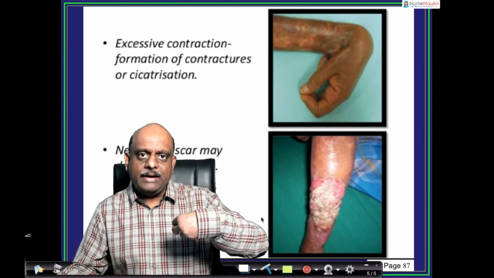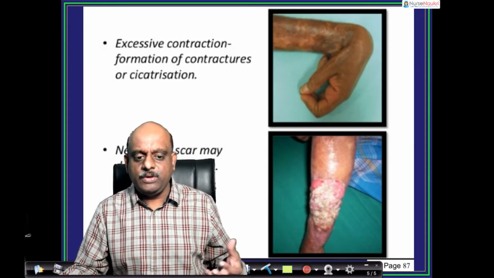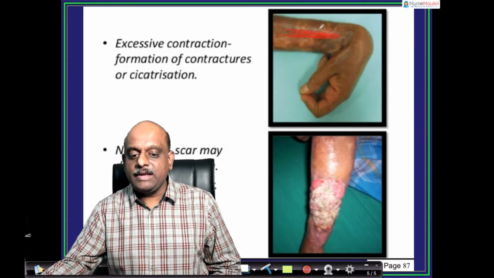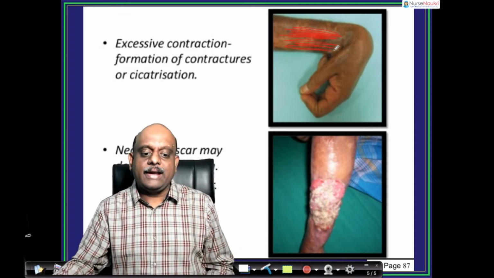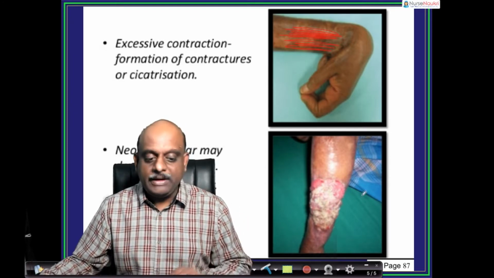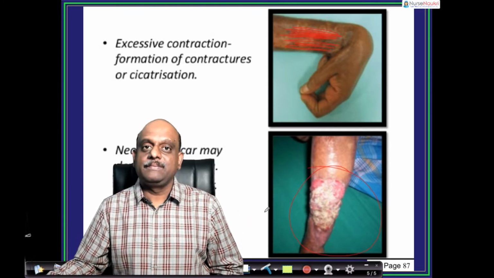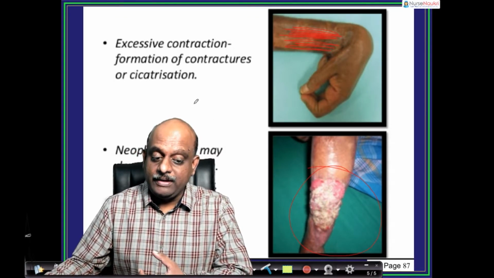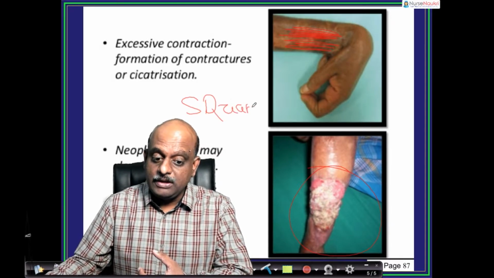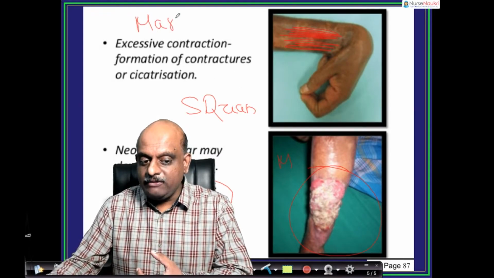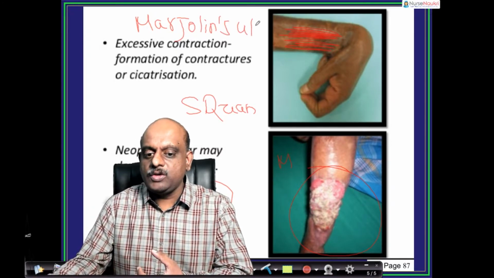There can be excessive contraction, especially in wounds caused by burns. They can lead to development of contractures. Contracture means that excessive fibrosis makes the contracture develop, and there can be development of cancer from that scar tissue. A squamous cell carcinoma can develop. That is called a Marjolin's ulcer. What is the name given for that? If a cancer develops from a wound which has healed, it's called a Marjolin's ulcer, which you have to remember.